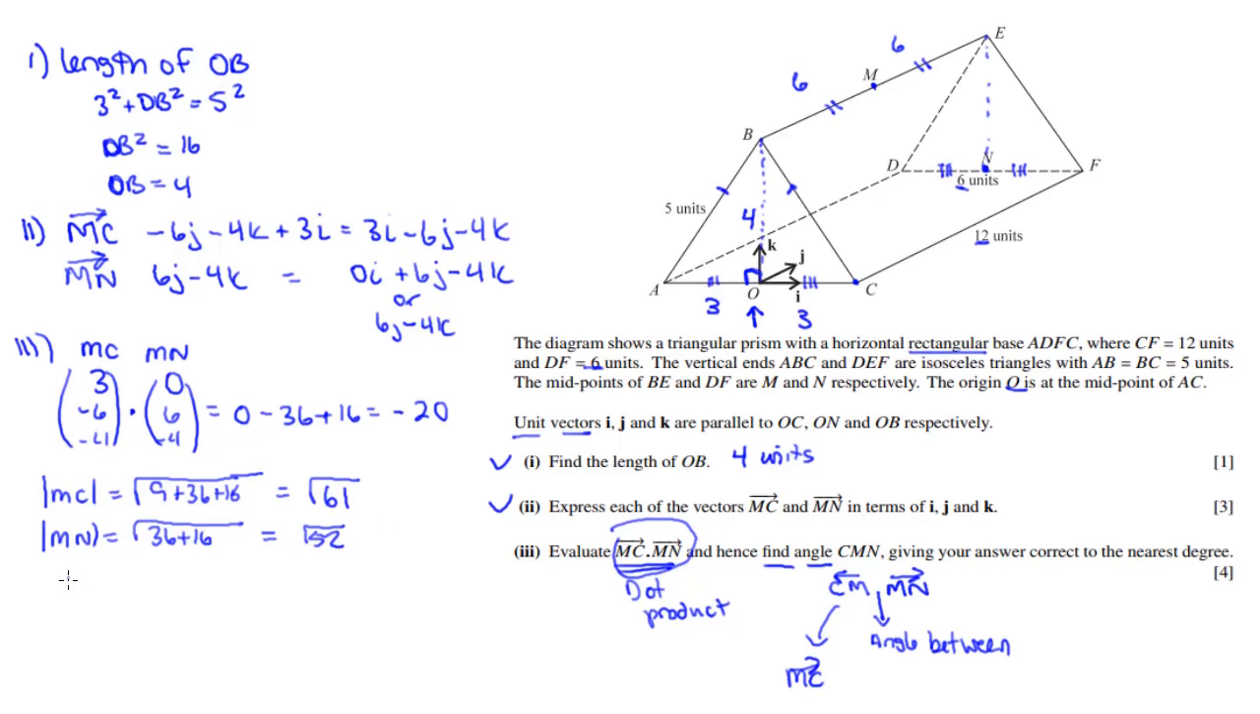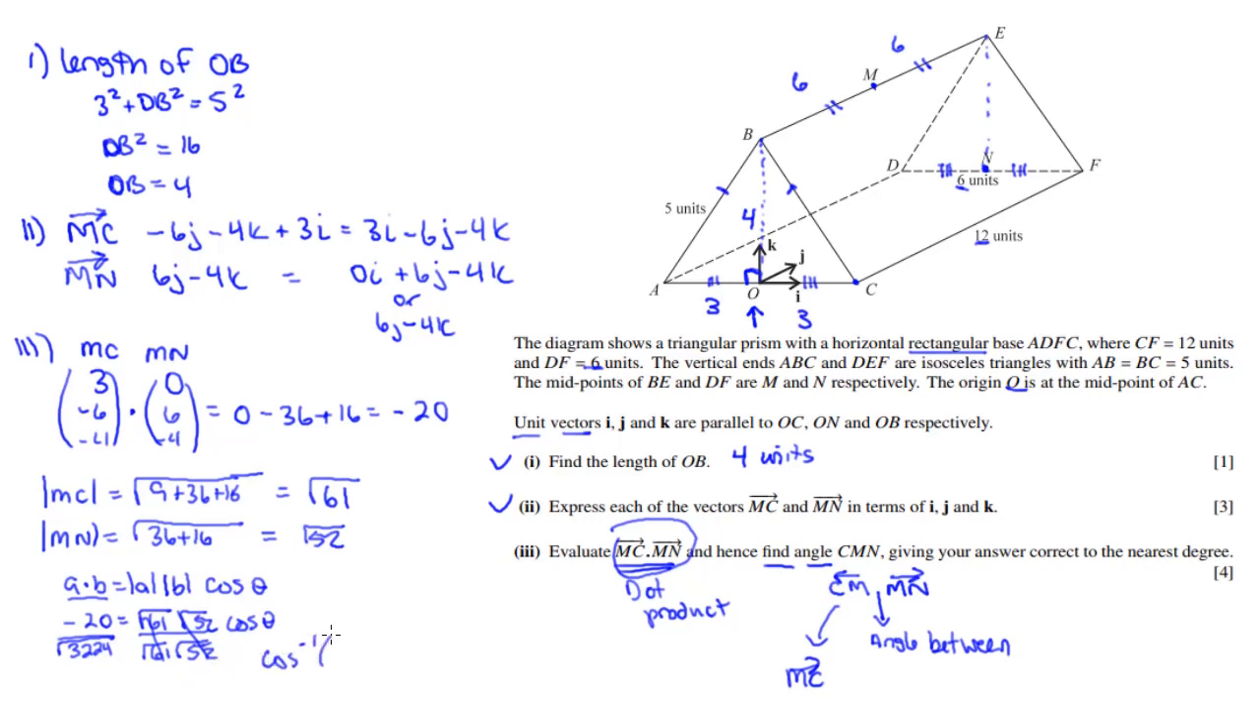See, now I've got all the pieces for my formula. All I've got to do is plug them in. The dot product is equal to the magnitude of both my vectors times cosine theta. So now I fill in what I know, and now I'm going to try to get cosine theta by itself so I can find that angle. And here I'm just going to go ahead and multiply these together. 61 times 52 is this.